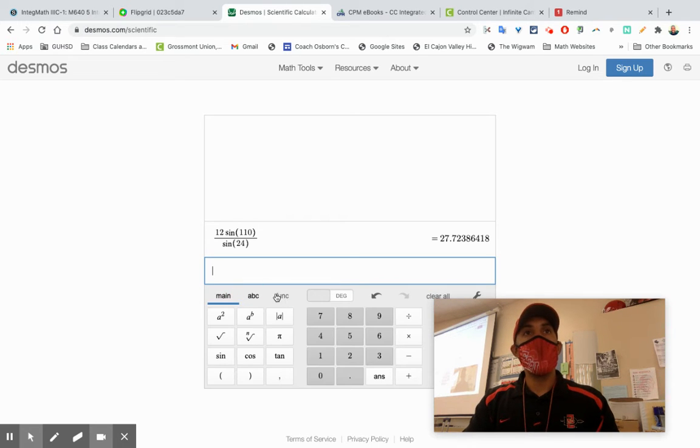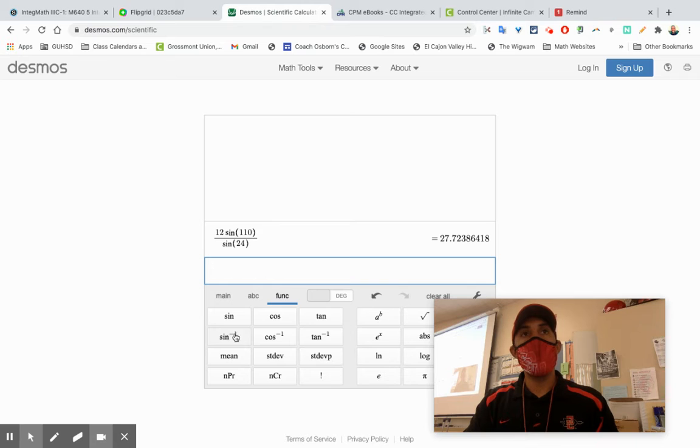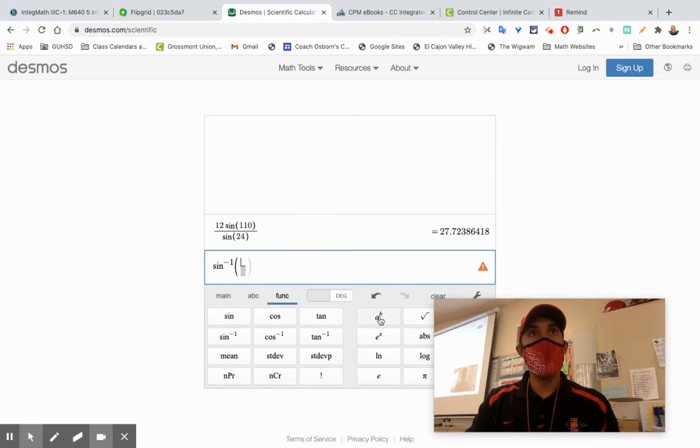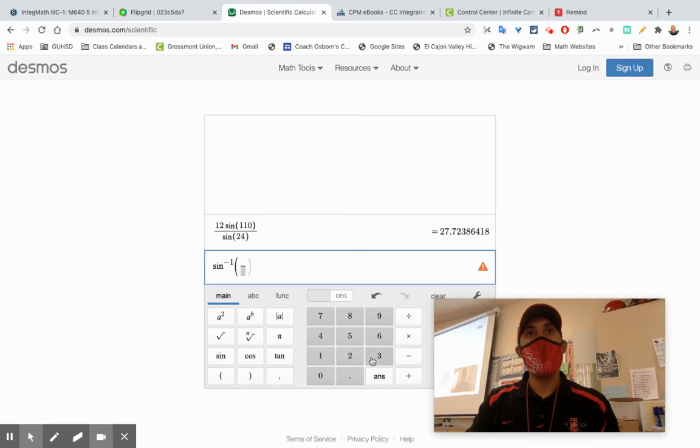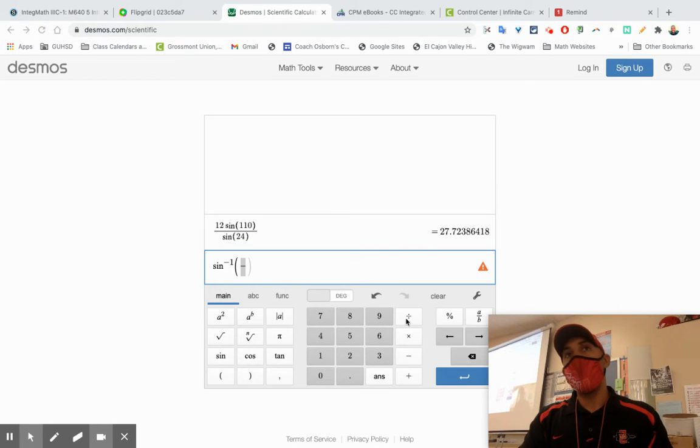To get that function, I go to function here and click on the sine inverse right there. And then I'm going to click divide. Actually, I'm going to go back to the main function here, so we have all those other buttons. Or I could have clicked this. That way I get the little fraction line.